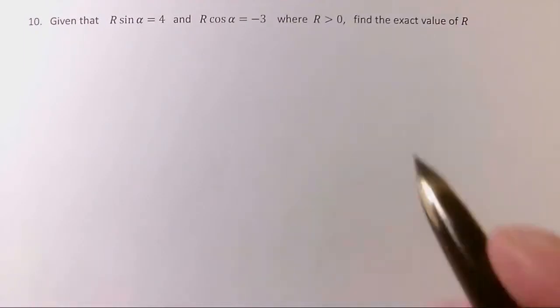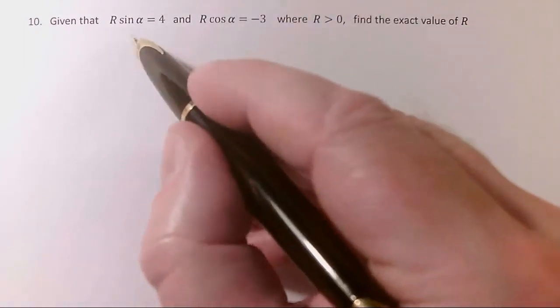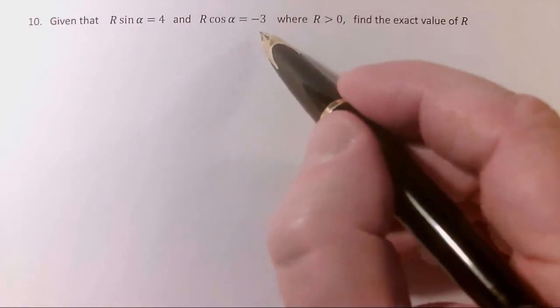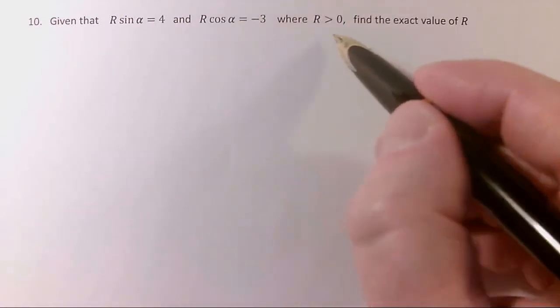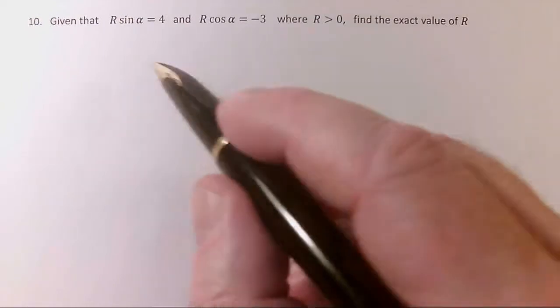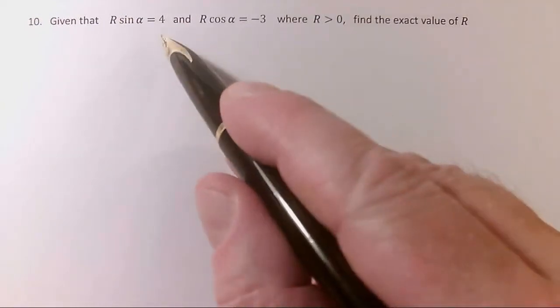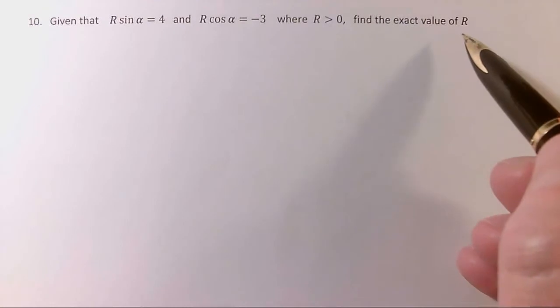Okay, here we've got r sine alpha is 4 and r cos alpha equals minus 3. So we've got two equations in two unknowns. They tell us that r has got to be positive. But it turns out we don't want to know what alpha is. We want to know what r is.